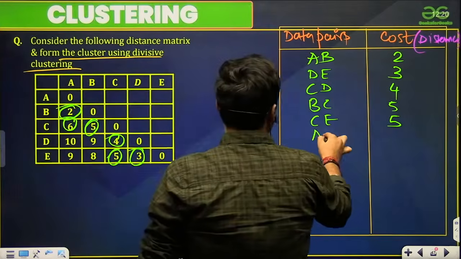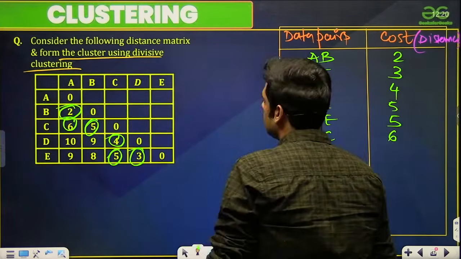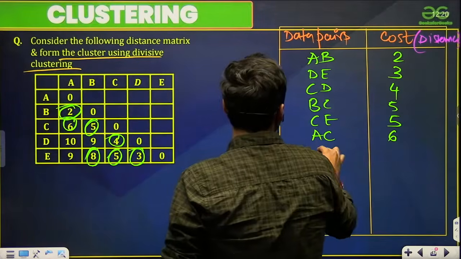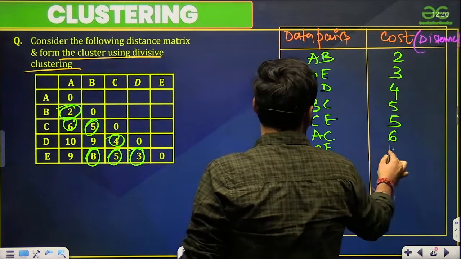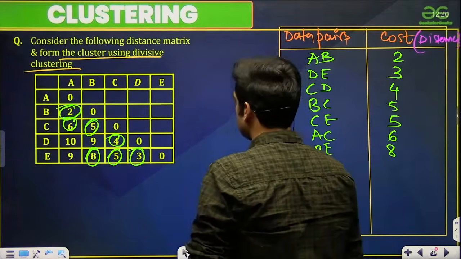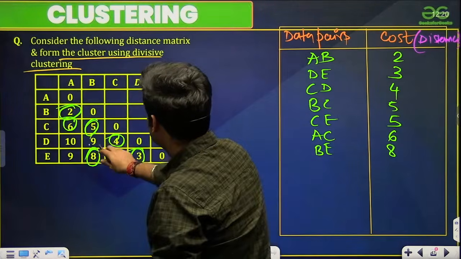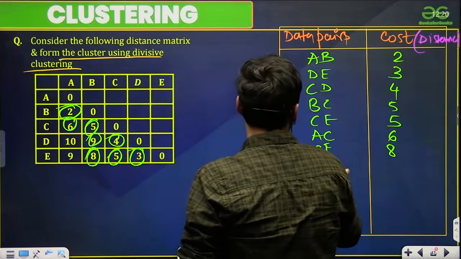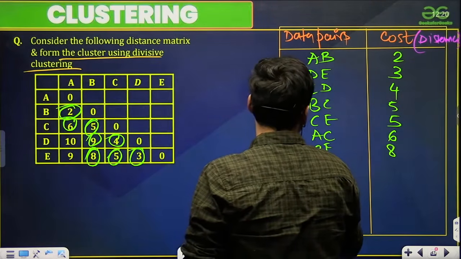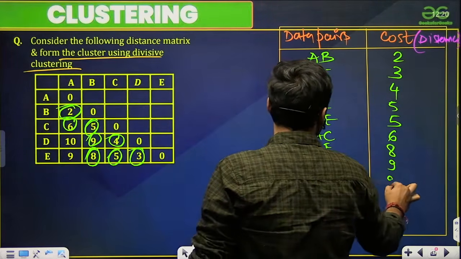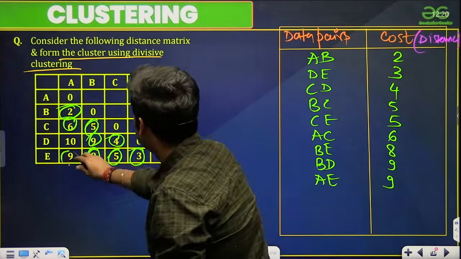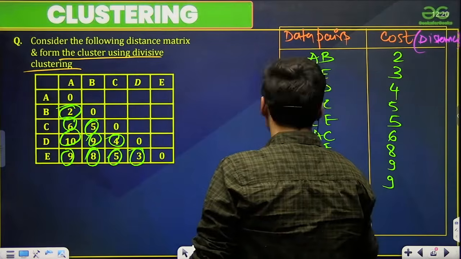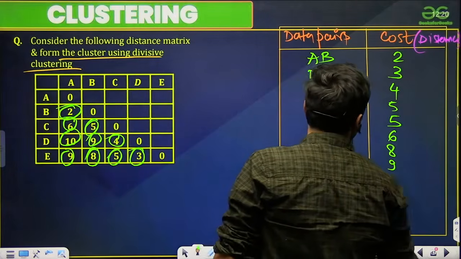Then I would create AC. फिर मैं क्या करूँगा? I would create the link AC at a cost of 6. Then after this I would create BE at a cost of 8. Okay. Then after this BD and AE at a cost of 9. And in the last I would just create a pair of AD at a cost of 10.